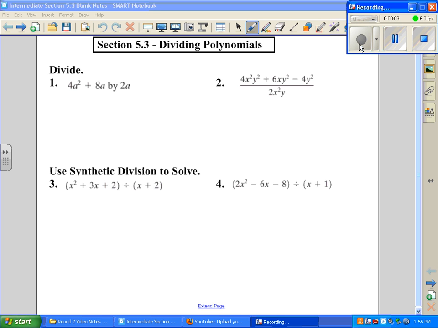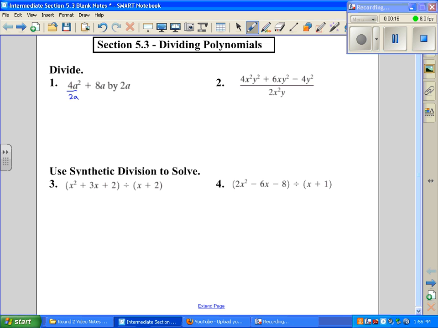Section 5.3 is dividing polynomials. Number 1 is a binomial divided by a monomial, which is one term. So when you divide by a monomial, all we need to do is divide each term by that monomial. And remember, we're just going to divide the coefficients. So 4 divided by 2 is a 2.